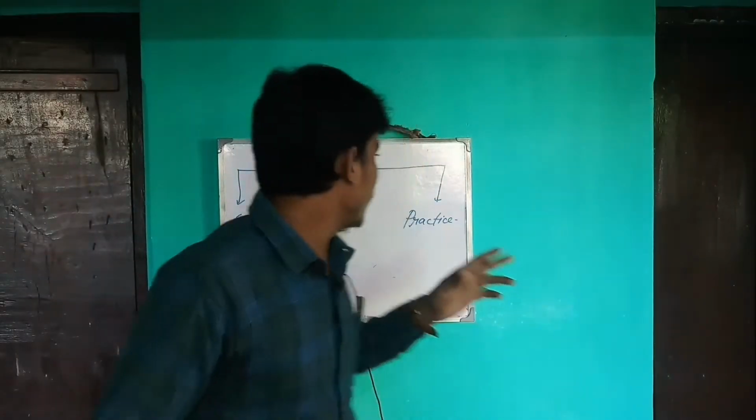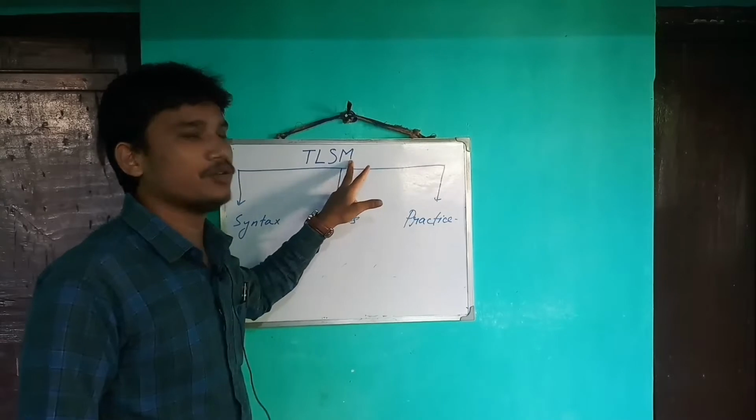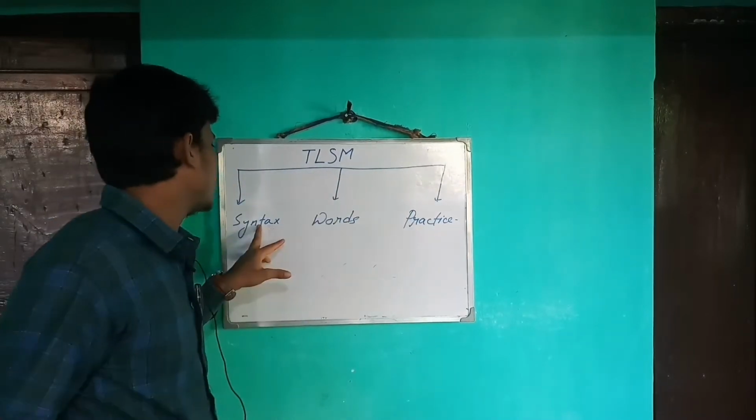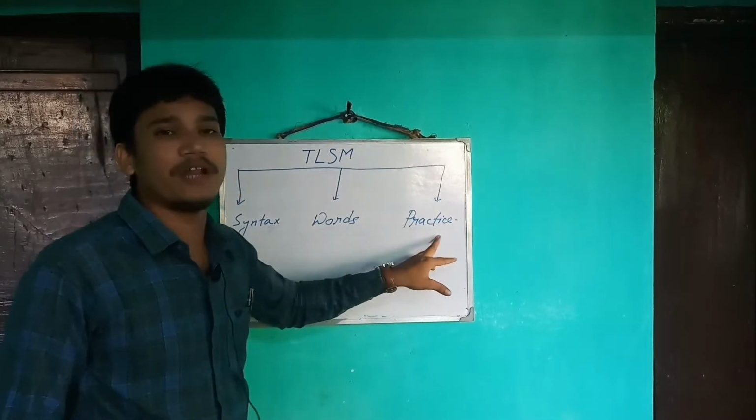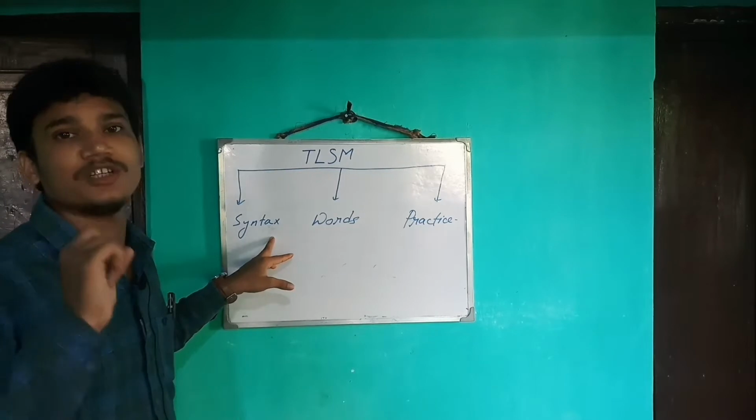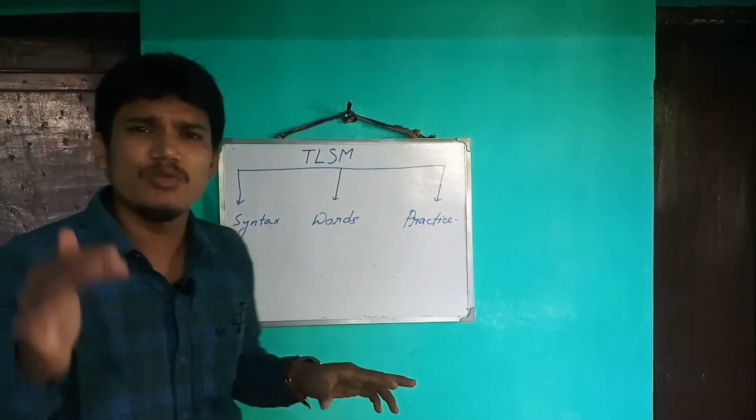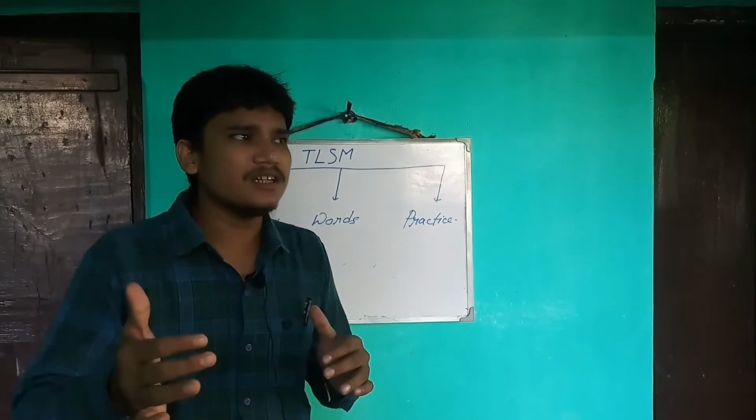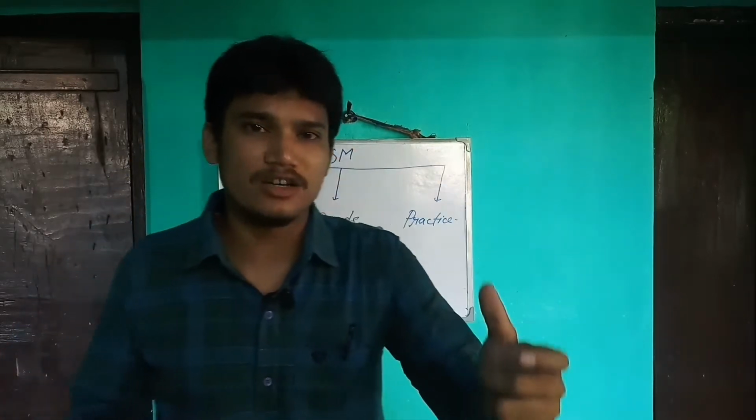So the method that I have discovered for you is the TLSM method. That means 3-level system method. Here we have to learn these 3 levels: syntax, words and practice. Syntax means when we come to know the pattern of the sentences. That means each language has its individual structure, individual pattern, and we have to go for this pattern also.